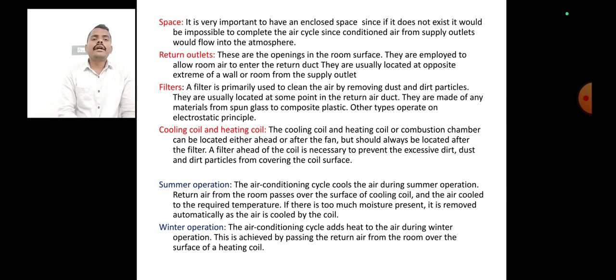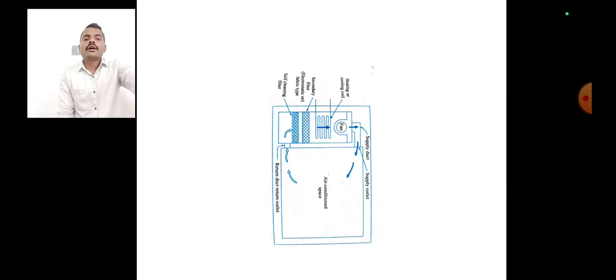Next is the heating coil. Heating coil means mostly in small tropical regions they use an electric heater instead of reversing the refrigeration cycle direction, for lower energy consumption. Next is the summer operation and winter operation. Summer operation means we need cooling of air. Winter operation means we need to heat or warm the air in the room.